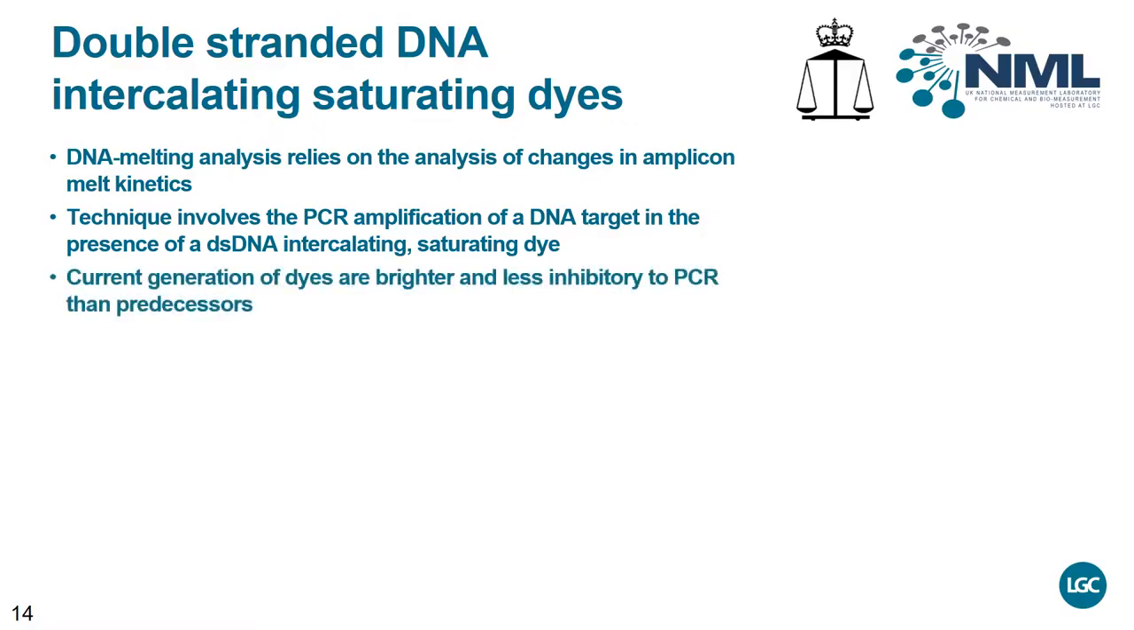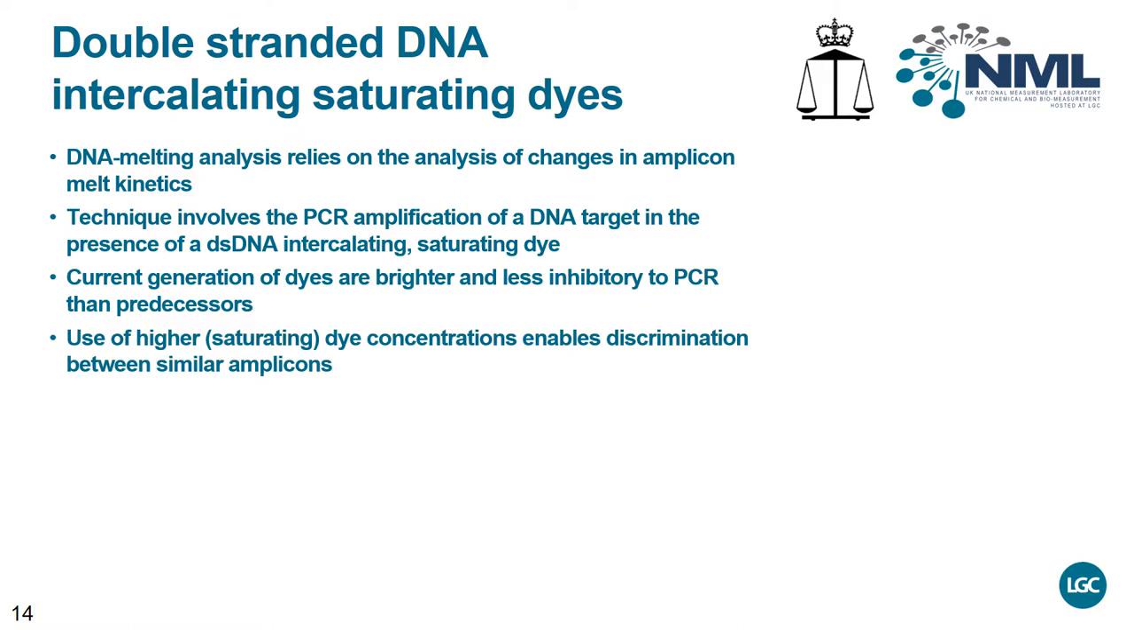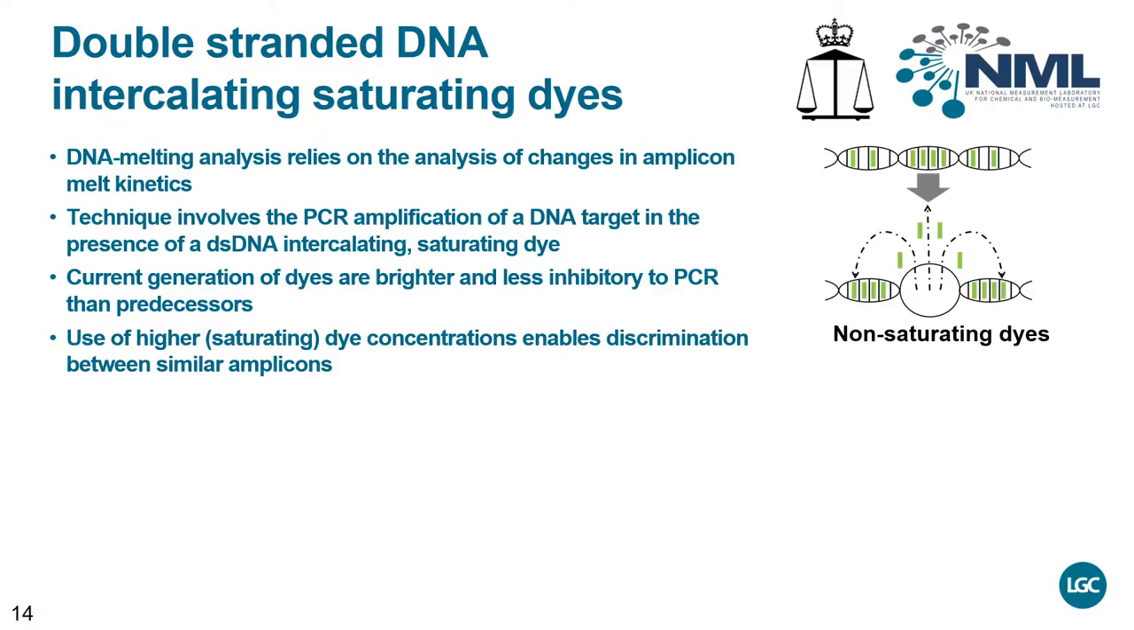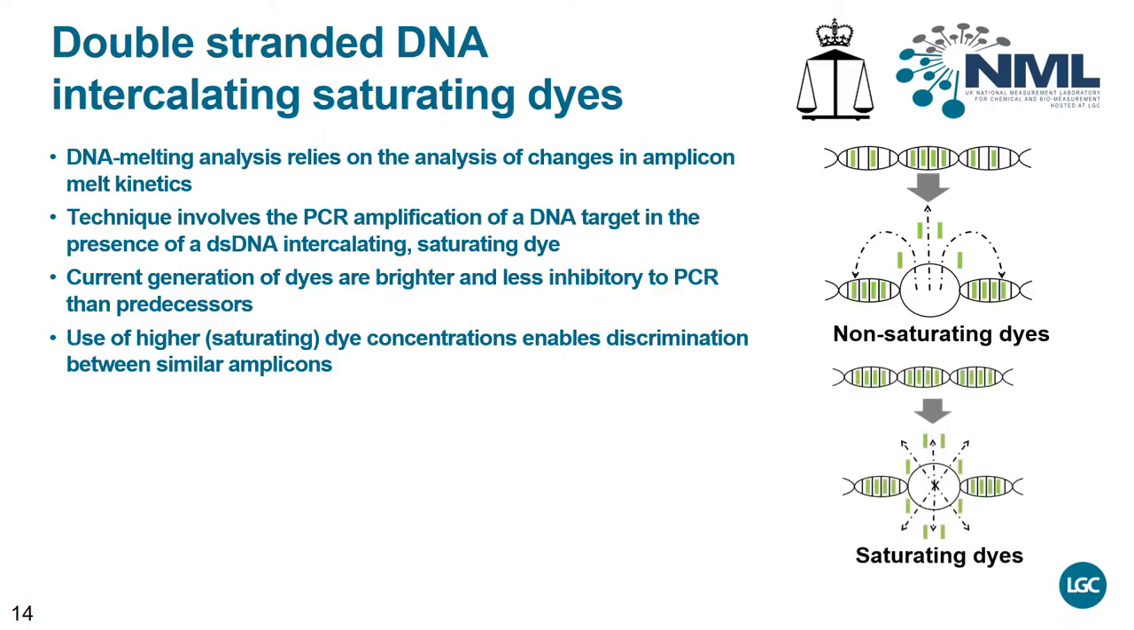The current generation of dyes employed with the technique are much brighter and less inhibitory to the PCR reactions than their predecessors, which included the DNA stains ethidium bromide and propidium iodide. The use of the new dyes at saturating concentrations enables superior discrimination of closely related amplicons. This is because the dye molecules that have been released during the melting process cannot relocate to free binding sites.